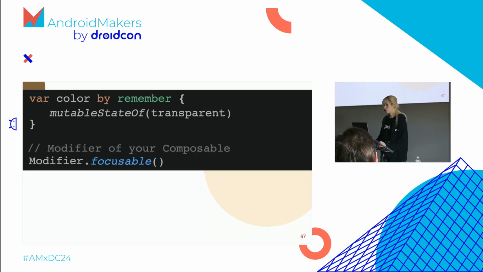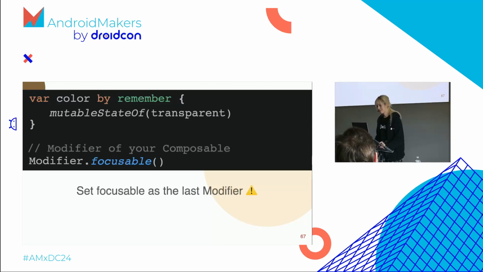And then here is the composable modifier. Just imagine there is a composable somewhere in this. And we already set the focusable modifier to the composable. And like I said earlier, modifier order matters. So be careful to always set this focusable attribute as the last one, or things will not work, I'm telling you.